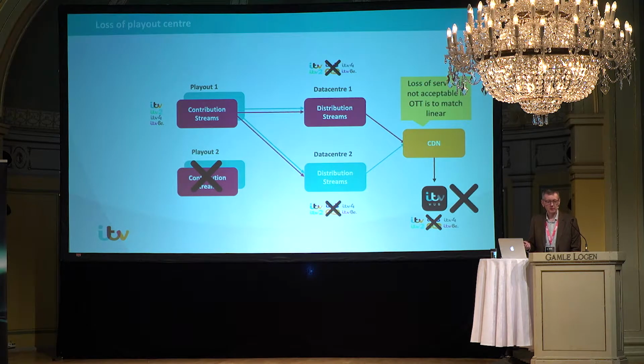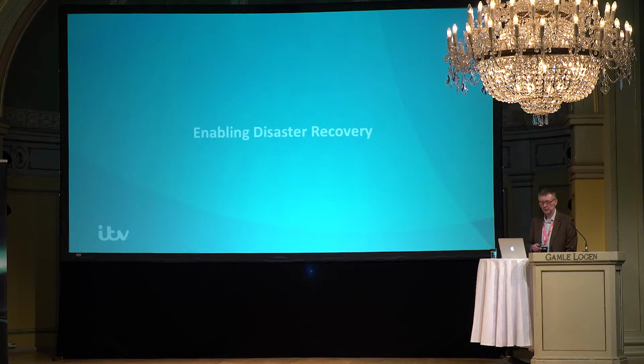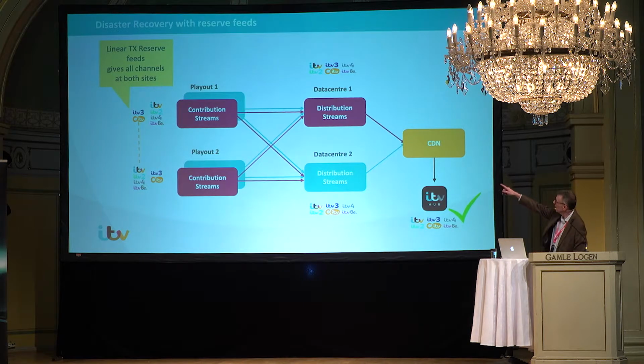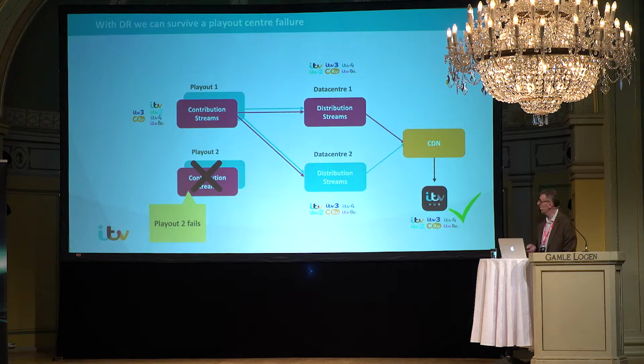Yeah, and definitely not acceptable for a modern OTT service to lose some of your channels. So how do we fix that? Well, we enabled disaster recovery. So here now we see on the playout side, we've got all 6 channels at both locations, and this is enabled by the linear transmission reserve feeds that are used for satellite and DTT. So they are now connected into this platform as well. So if playout 2 now fails, it doesn't matter at all because playout 1 is carrying all channels, and that does maintain the service.